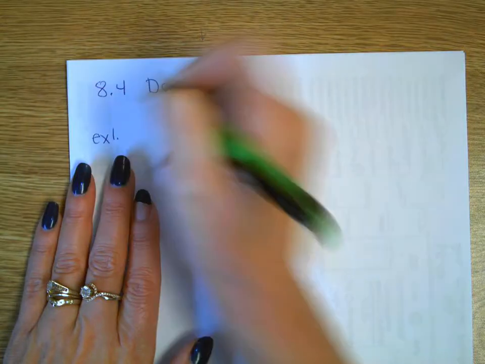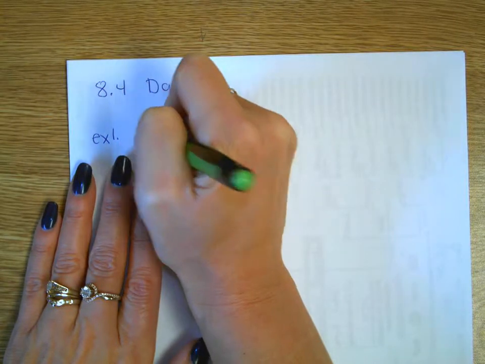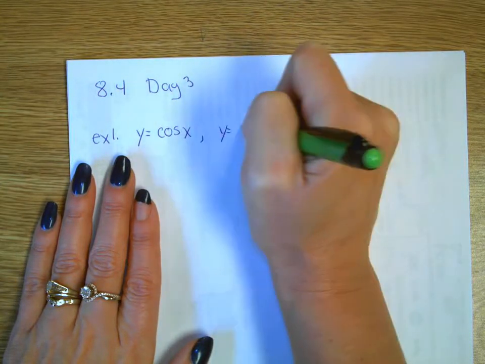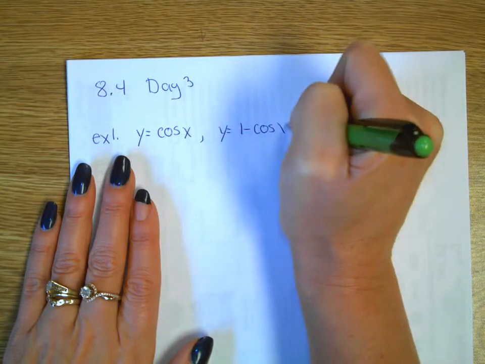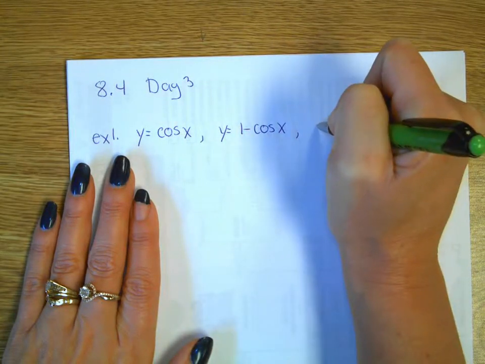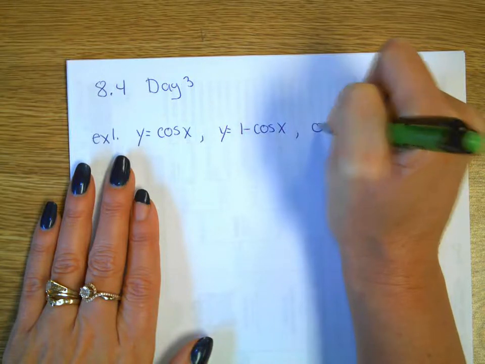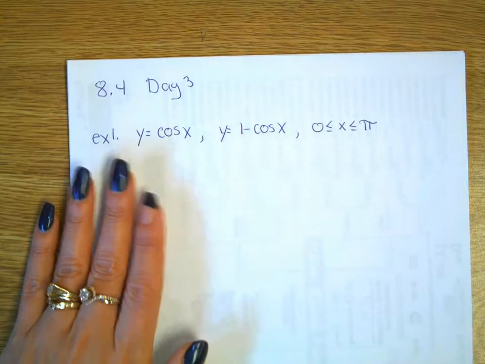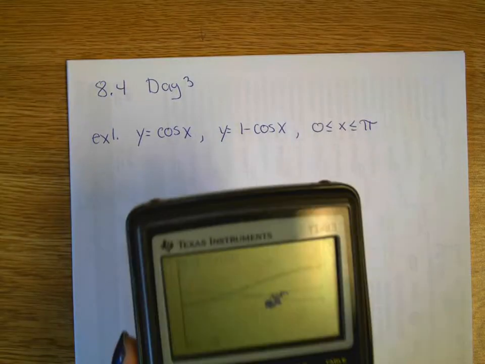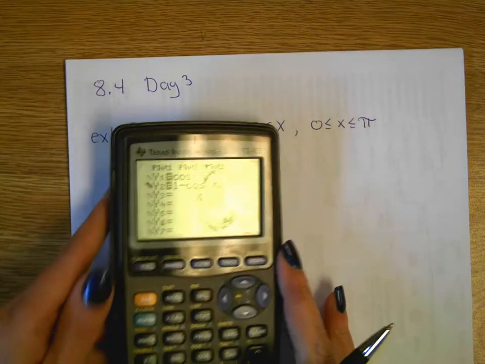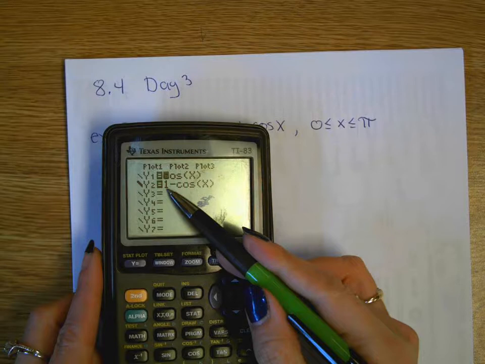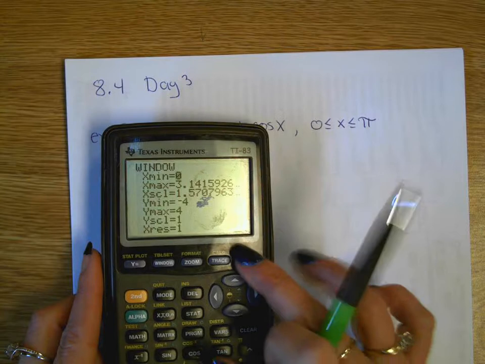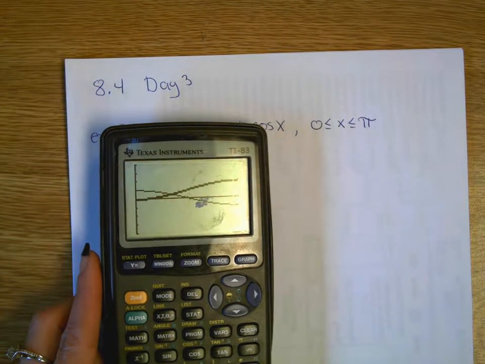So our first example, we're going to be finding the area between the curve y equals cosine x and y equals 1 minus cosine x. And we are going to bound it by going from x between 0 and pi. So I type them in, y equals cosine x, and then 1 minus cosine x, and I set the window to go from 0 to pi, and I'll graph that. And it already did it for me.